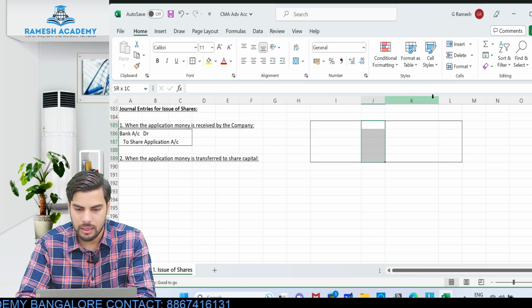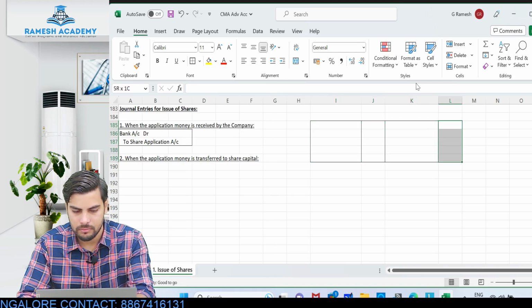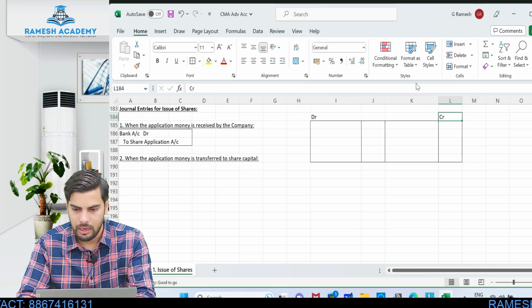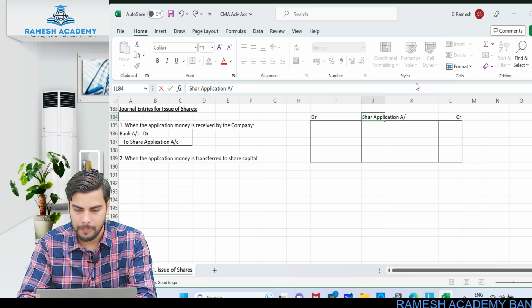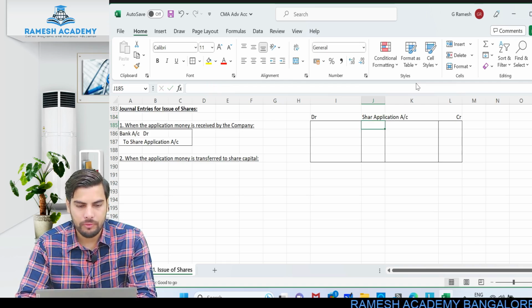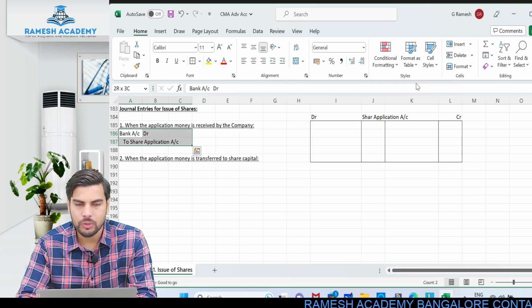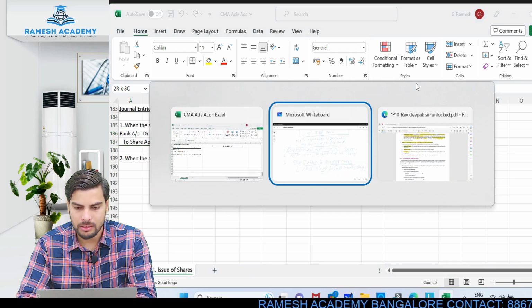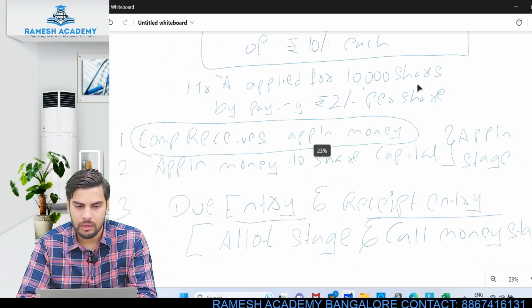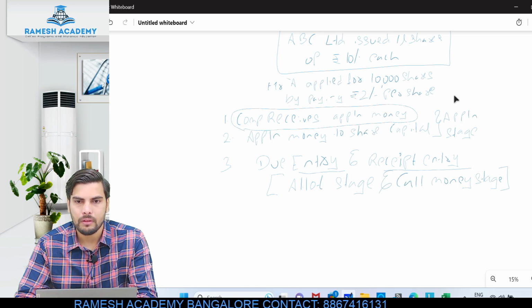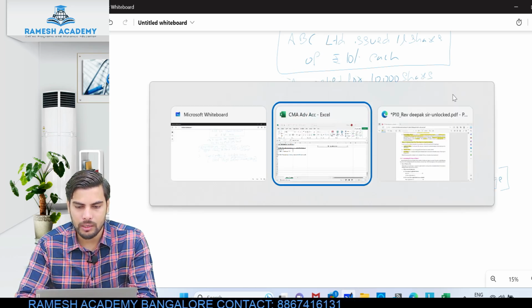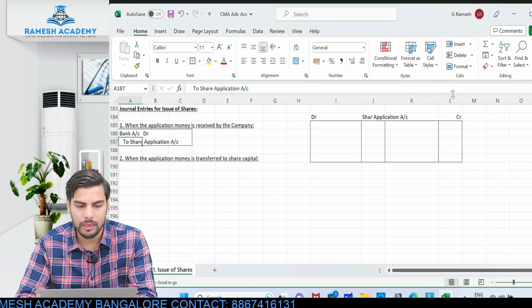Let's say this is the share application ledger, with debit and credit. Let me show it with figures. Let's assume that 10,000 rupees was received at application. Or if we take the same example which we discussed, Mr. A applied for 10,000 shares by paying 2 rupees per share as application. So he would have paid totally 20,000 rupees, right? So when I receive this 20,000 rupees, the entry would be bank account debit to share application account 20,000.